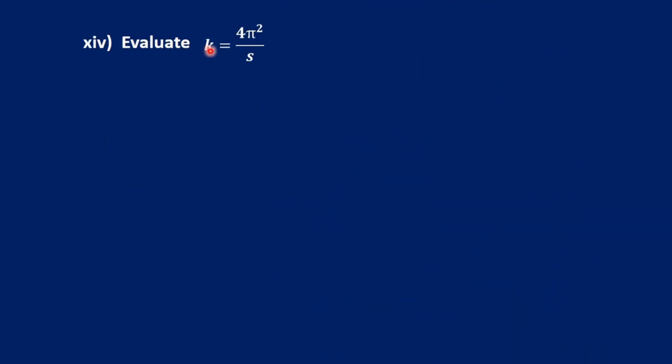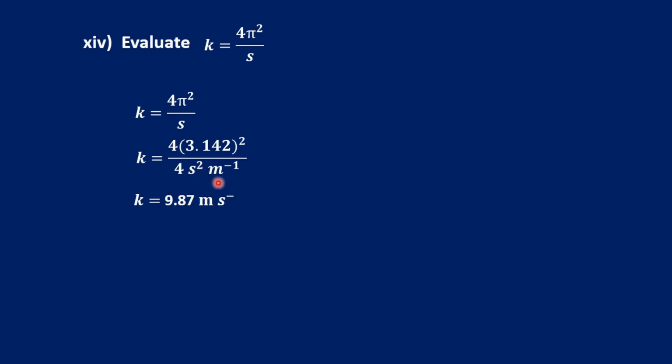We are going to evaluate k is equal to 4 pi squared over the slope. Pi is 3.142 and the slope is 4 seconds squared per meter. So we replace them, and then 4 will cancel out, and the only value left is 3.142 squared, which is 9.87. And then the reciprocal of per meter is meter, and the reciprocal of second squared is per second squared.